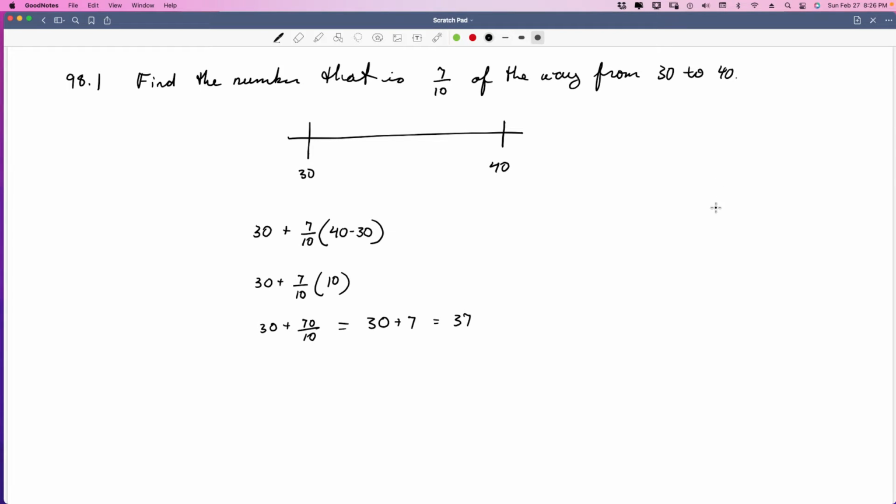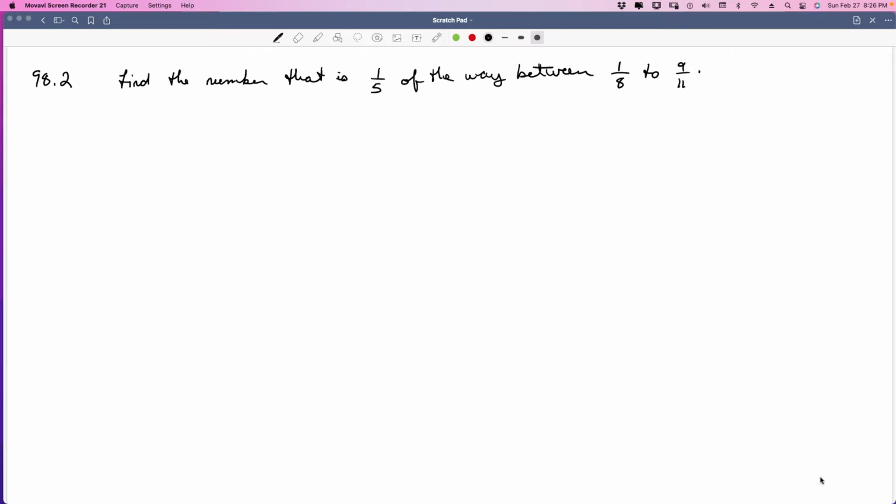So let me put 98.2 up here and we'll solve it. 98.2 says find the number that is 1/5 of the way between 1/8 and 9/11. So we need to start with 1/8 on the number line. And we're going to add to that the value that is 1/5 of the range, 9/11 minus 1/8. This is the range. So 1/5 of that range is going to be added to the beginning so that we can find that 1/5 stopping point.